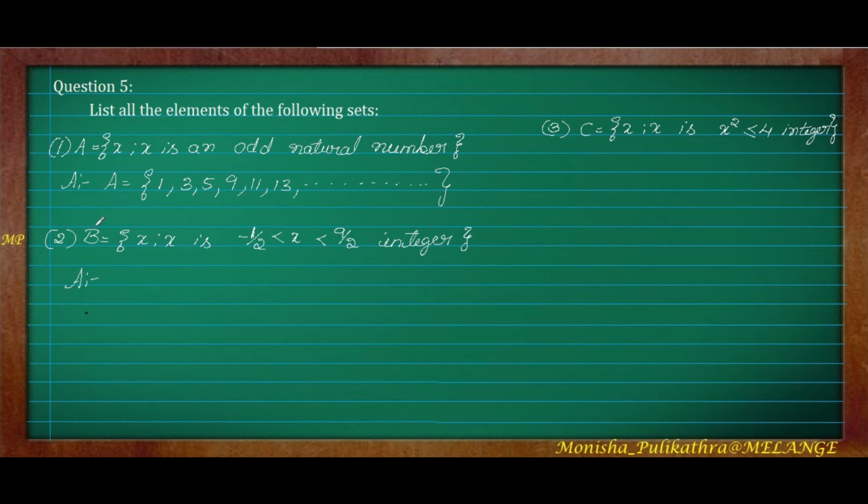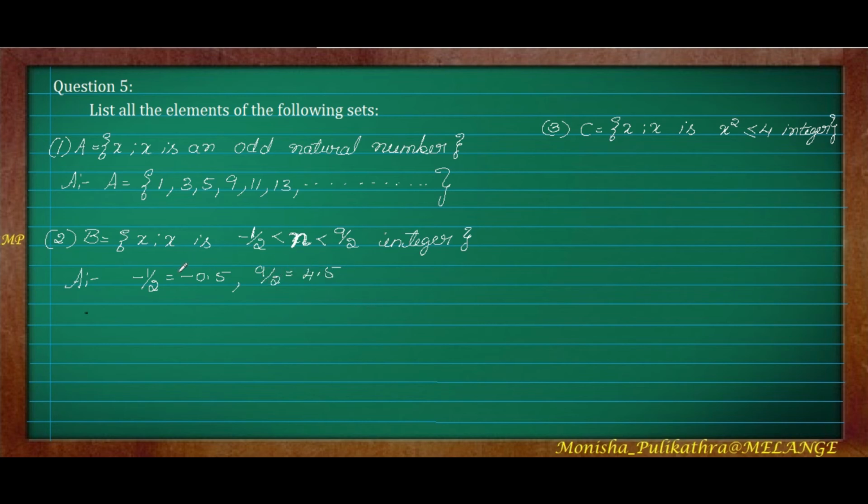Okay, so moving on to the second question. Here set B is given, x colon x is minus half less than x less than 9 by 2. So first we have to find out the value of this. Just make a small change here. It is a natural number, not x. So n. So here minus half is equal to minus 0.5 and 9 by 2 is equal to 4.5.